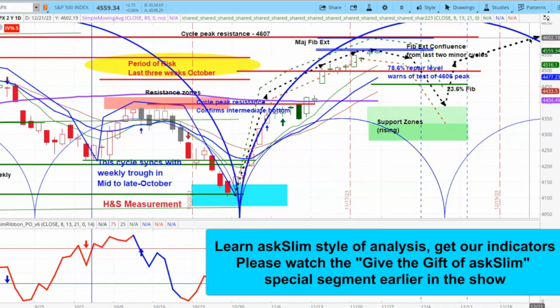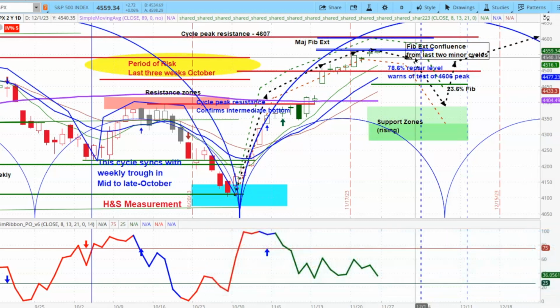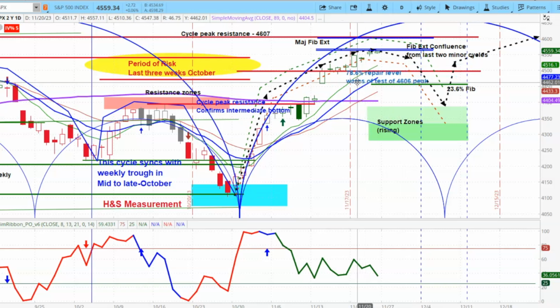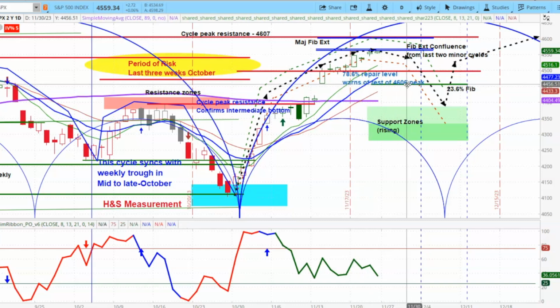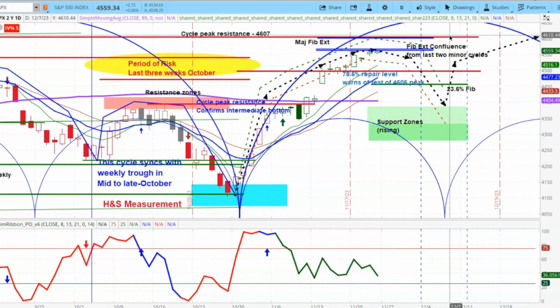Again, this is that 4607 area that it's pointing to on the daily chart. And you can see that signal, that warning right there. It says that if you got through that red line, the 76% repair level, it warns of the test of the 4606 peak, and that's this level right over here. It's also a major fib extension. So 4606, 4607, it depends on which one's lining up. That's where we're projecting, either now or a pullback and then getting up there over here.